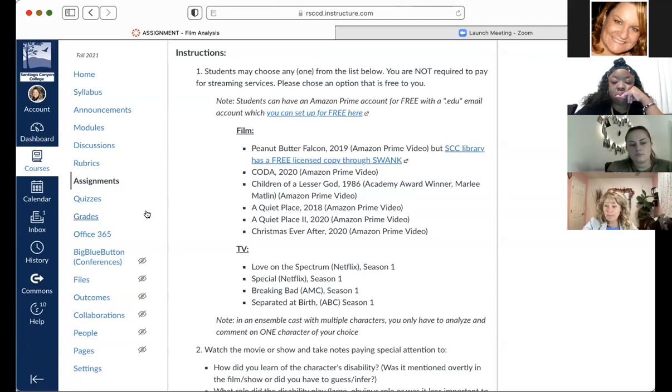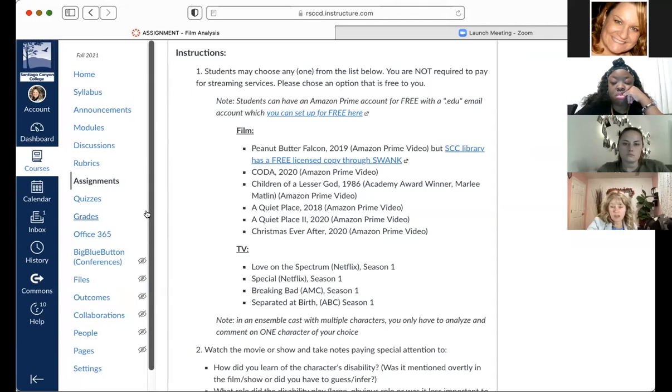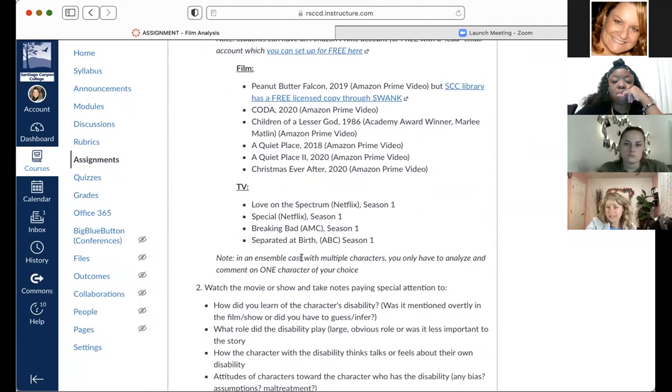And then Separated at Birth, and that again goes to the deaf and hard of hearing. Are you guys familiar with that one? Kind of. I think I've seen like an episode or 2. Okay. So you're just gonna watch either a season or a movie and then tell us how the disability played a role in it. Does that make sense? Any questions? No? Okay. And if you guys have a movie that you want to talk about, just let us know, and I'm pretty sure we could probably make the accommodation, but have fun with it. It should be fun.